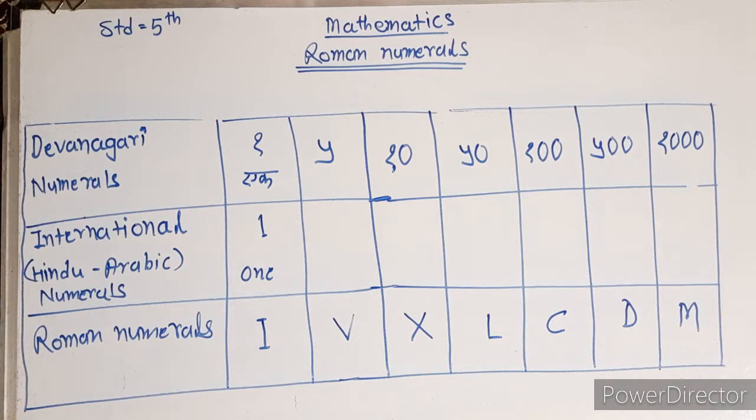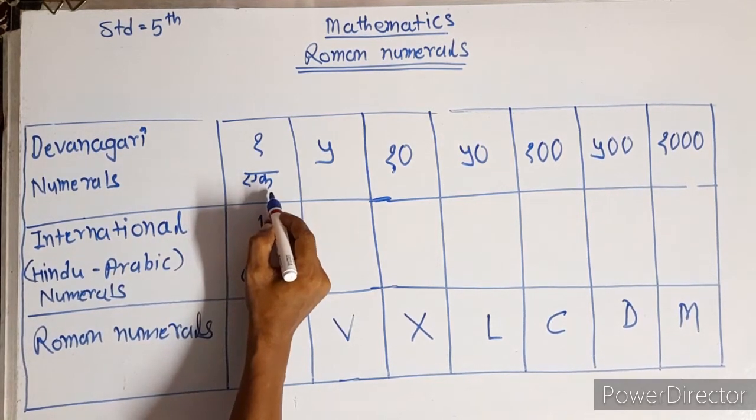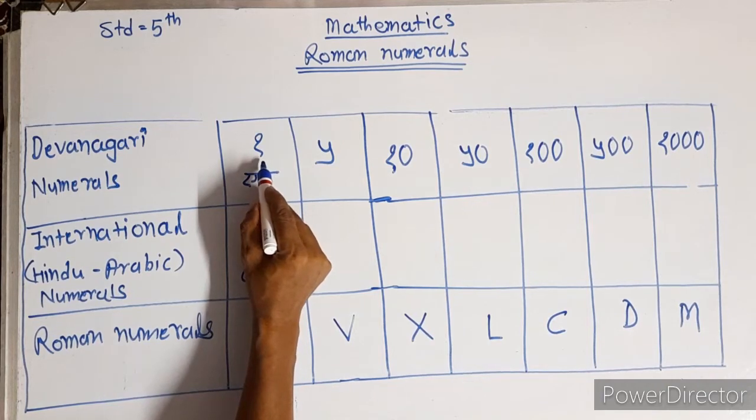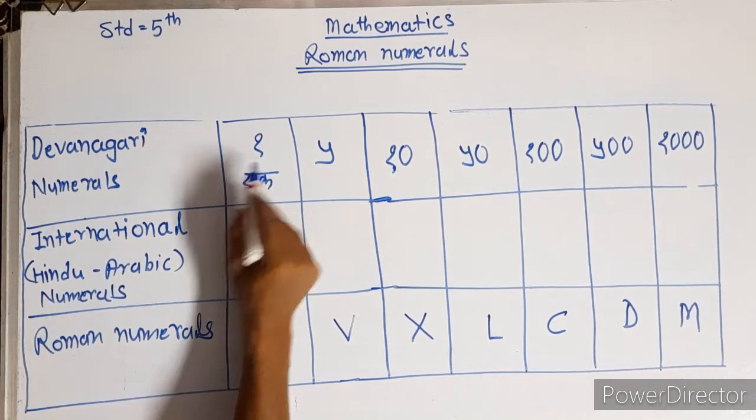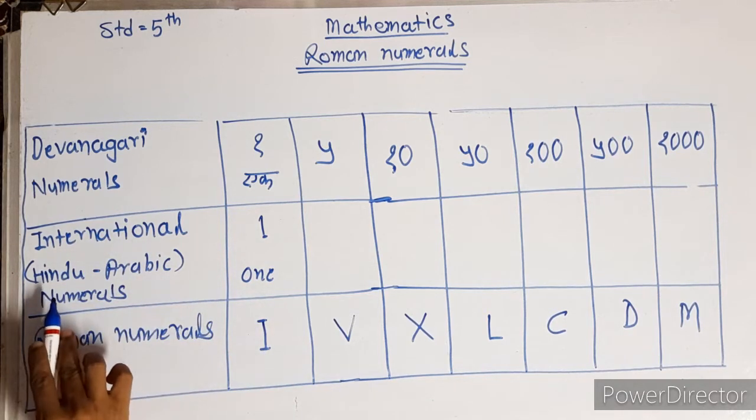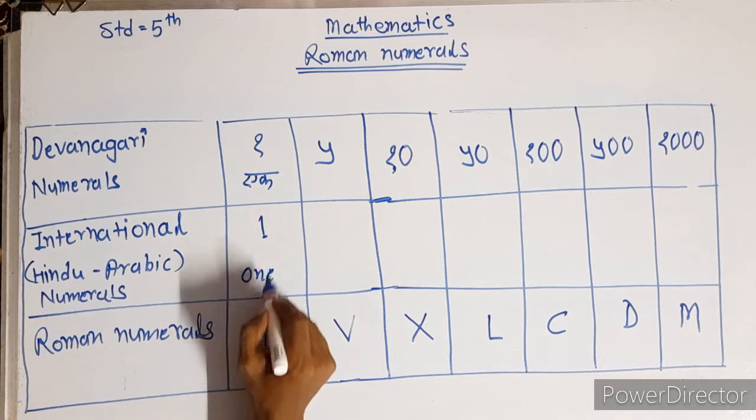You know the name of the number and the digit. Devanagari numerals 1, and the digit write this type 1. International, it's called Hindu Arabic numerals 1.